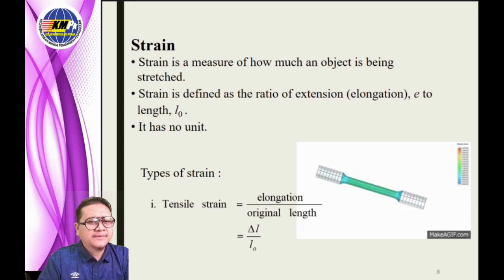The type of strain, firstly, is tensile strain, which is the ratio between the elongation over the original length. Also can be noted as delta L over L naught. As you can refer to the animation, how the process happens. The original length of the solid is stretched, and to this extent we call it strain.